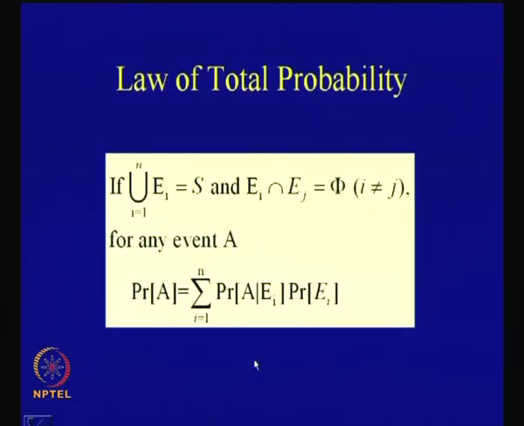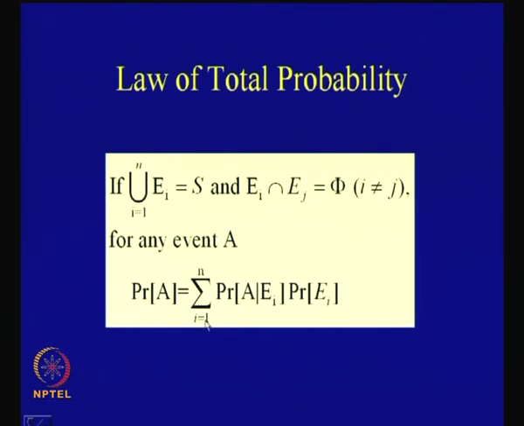Then there is a very important law known as the law of total probability. If there are n events E1, E2 and so on till En, and their union is the sample space S, and they are mutually non-intersecting, that is Ei and Ej cannot take place together, so the intersection of Ei and Ej is the null set, then for any event A, probability of A is equal to the following: we multiply the probability of Ei, that is the probability that the ith event has occurred, with the probability of A given Ei, that is the probability of A given that the event Ei has occurred, and then take a sum over all possible i values.